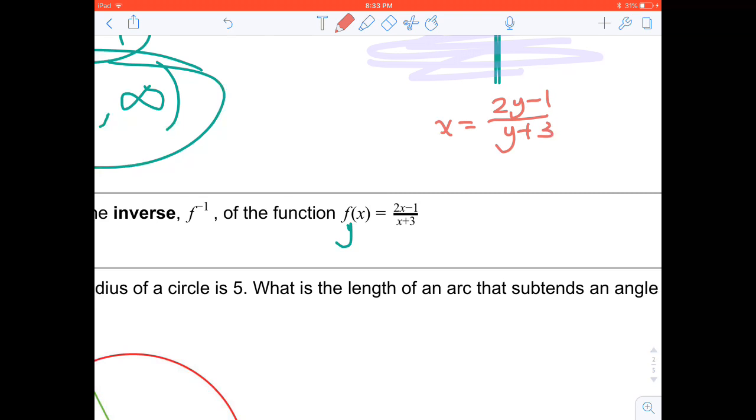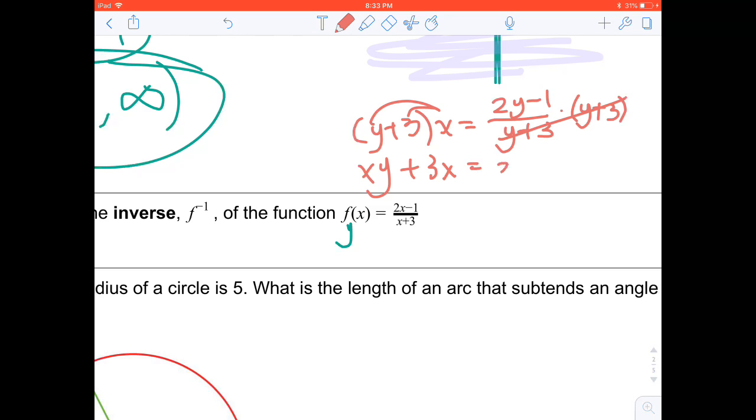The best thing, what I'm going to do first, is not make this a fraction anymore. So I'm going to multiply by y plus 3 to both sides. Then those y plus 3's are going to cancel on the side where the fraction is. And we're going to multiply this x through on this side. So xy plus 3x equals 2y minus 1. That's all I'm left with there.